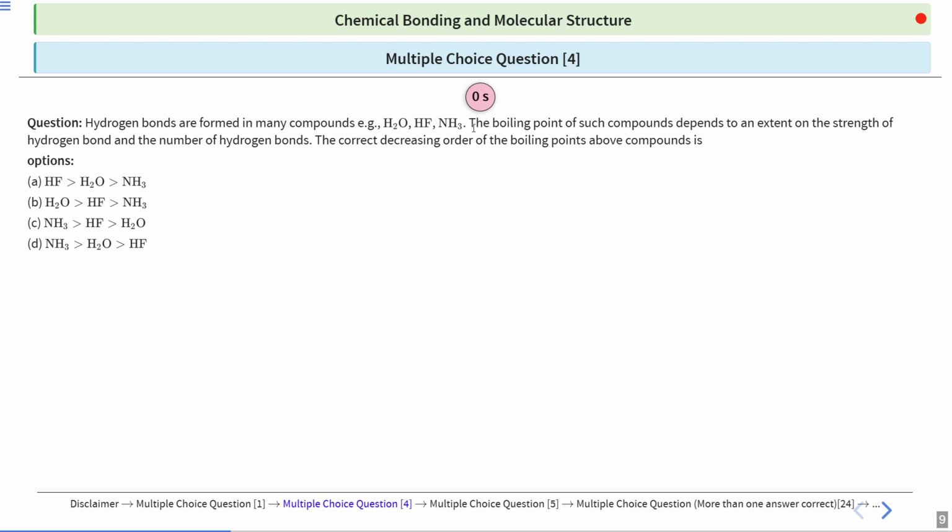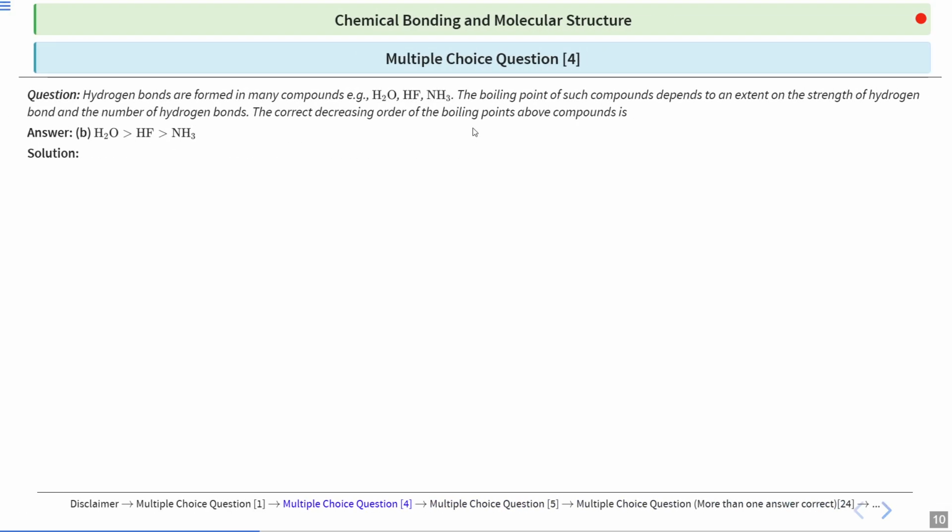So your time is up. The correct answer will be B. So water will have the highest boiling point, then there will be hydrogen fluoride, and lastly we will have ammonia.